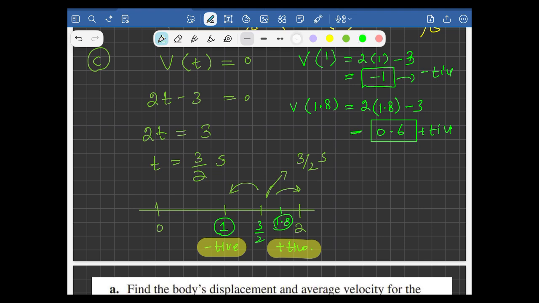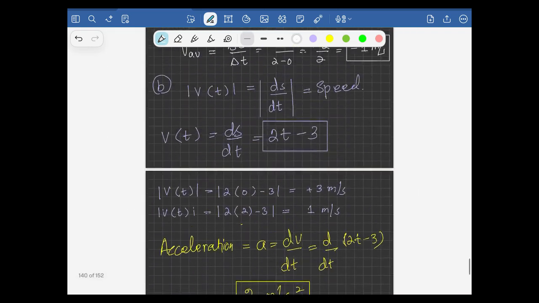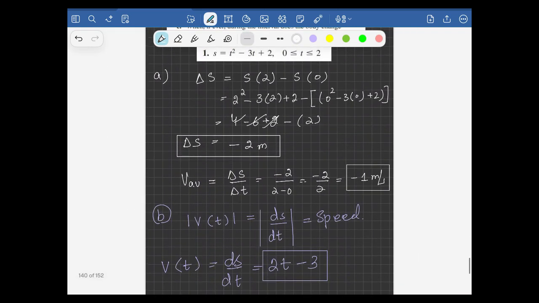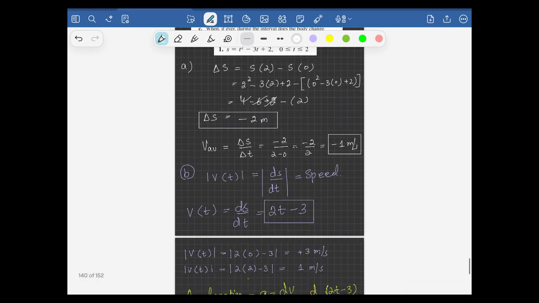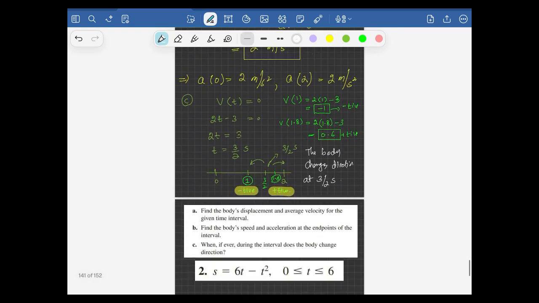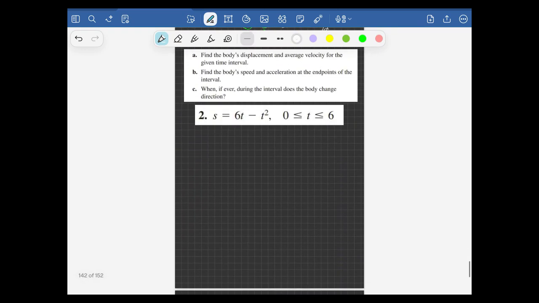So the conclusion says the body changes direction at 3/2 second. That's our question number 1, A part, B part, and C part. Now for the question number 2.